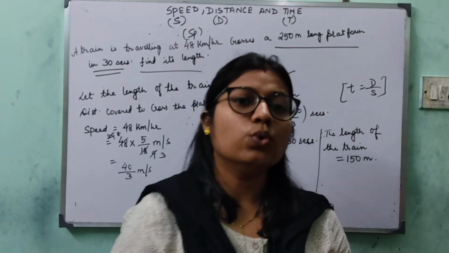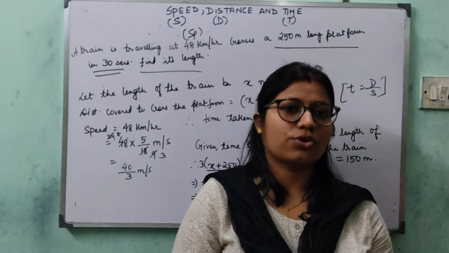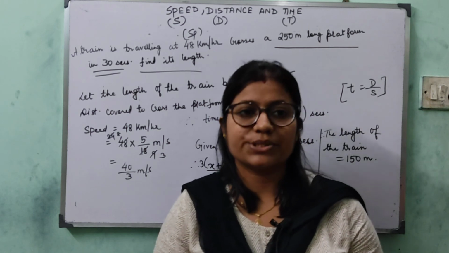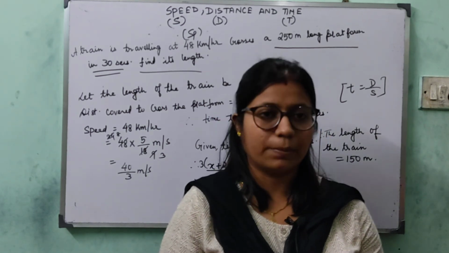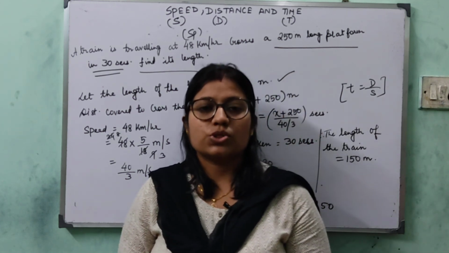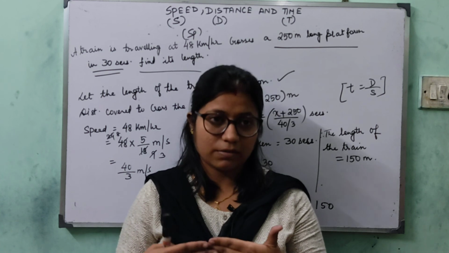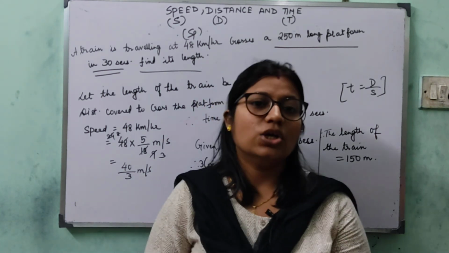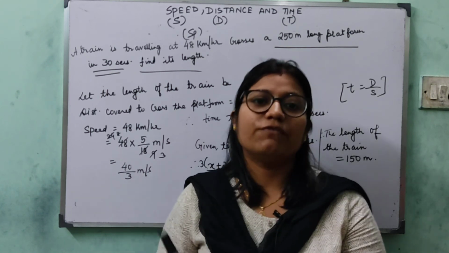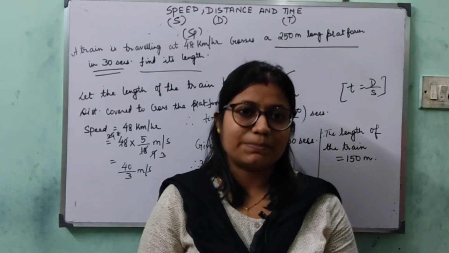So we have done two sums based on this concept of a train crossing a pole or a person or a tree, and a train crossing a platform or a bridge, etc. So these two sums will help you to understand the concepts very clearly on these two cases that we did today. So please see the videos properly so that you can understand the concept very clearly.